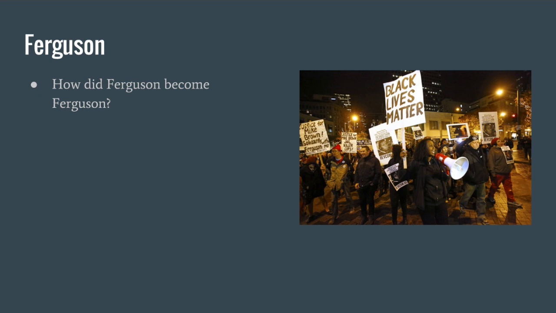Into the 1960s, Ferguson was primarily white, but it bordered on a majority black town. Ferguson had what were called restrictive covenants, and these were things that were attached to your deed when you bought a house that basically said, I am buying this house and I promise that if I sell it at a later date, I will not sell it to a black person.